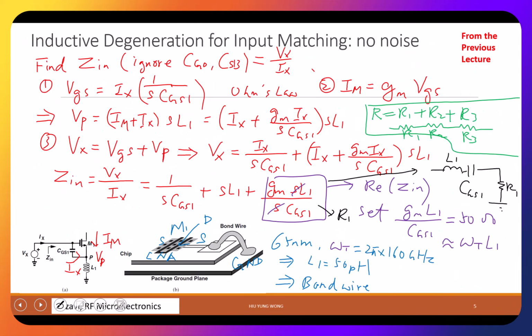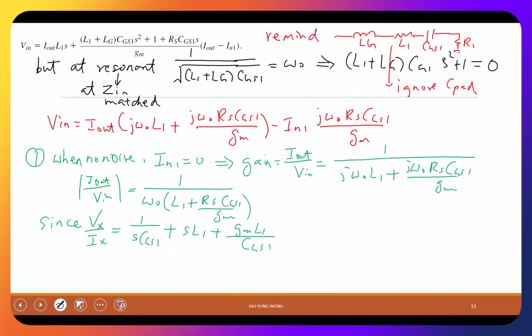That was slide 5. Then what does it mean? Then it means Rs equals GM L1 divided by CGS1, which is equal to omega t times L1, right? The reason I want to do this is just to show you that this term is Rs times CGS divided by GM.